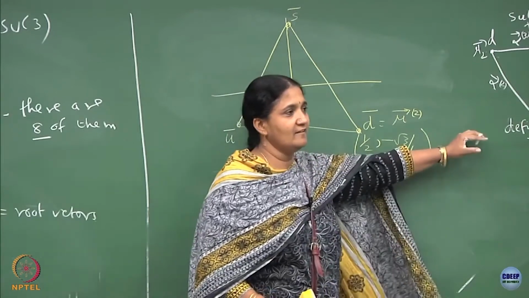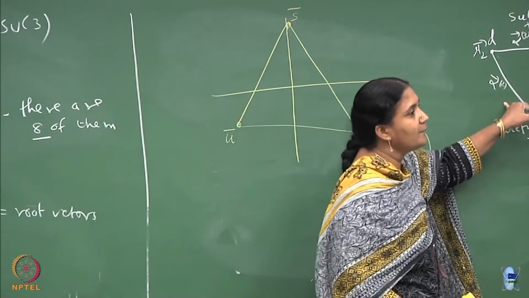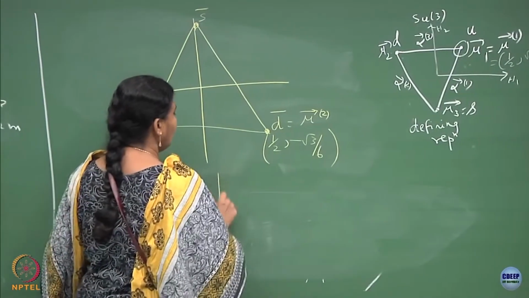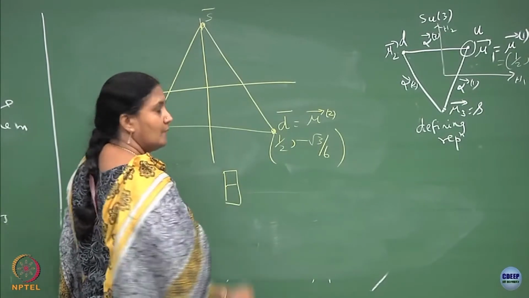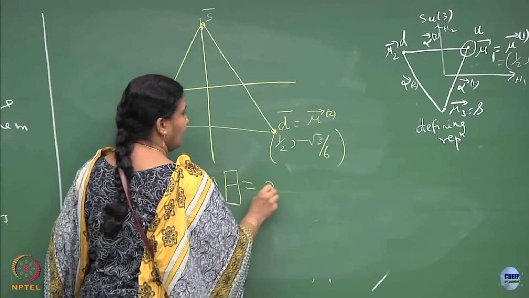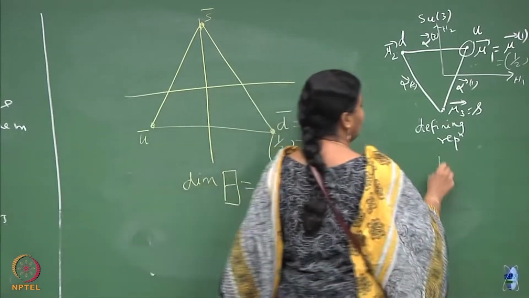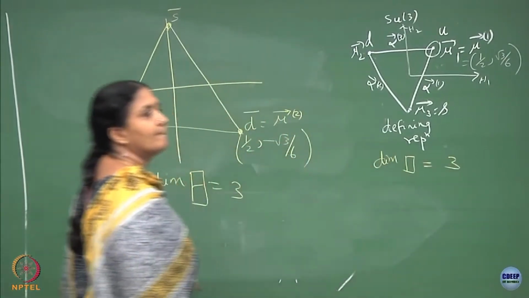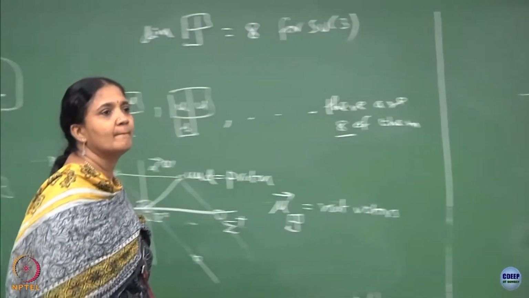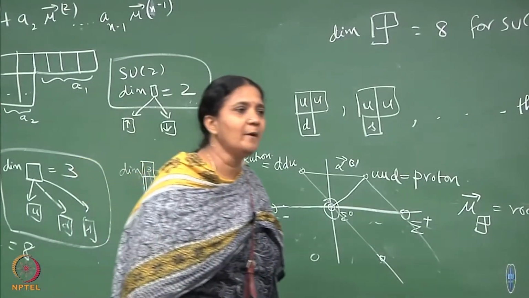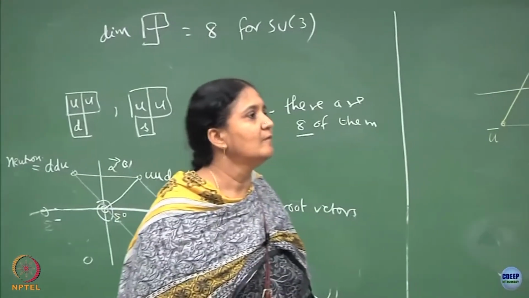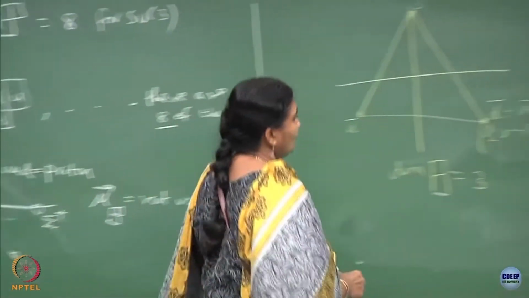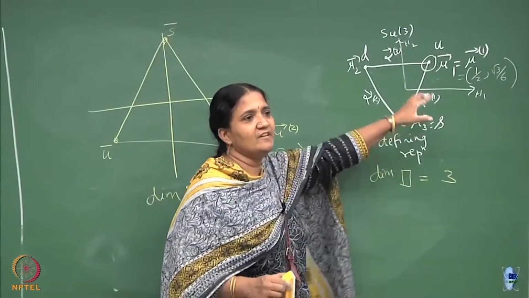Interestingly, for SU3, this is 3 dimensional, this one is also 3 dimensional, and this I am going to denote by this diagram. Dimension of this diagram is 3. This I am going to denote by this diagram. Dimension of this is 3. And these two are the fundamental diagrams to compose. You can compose now this fundamental diagram with itself.